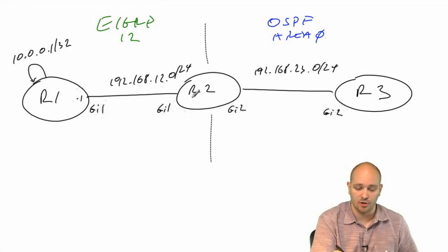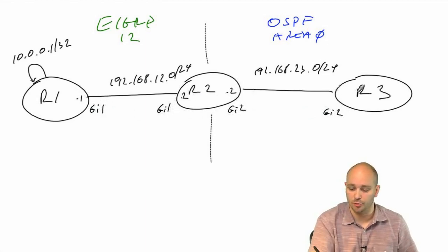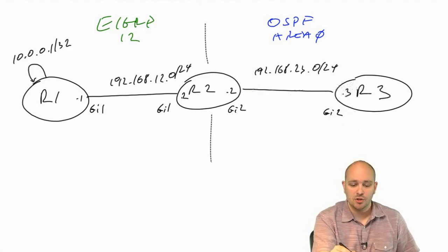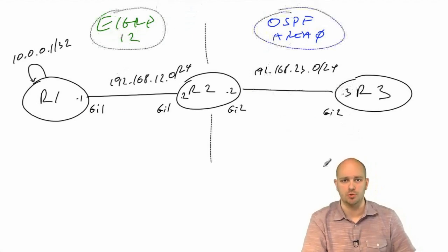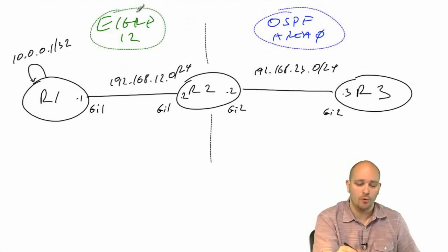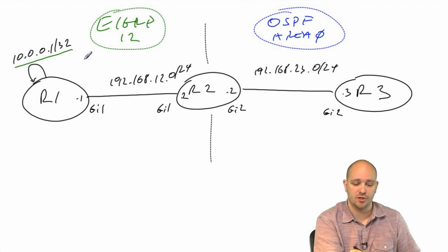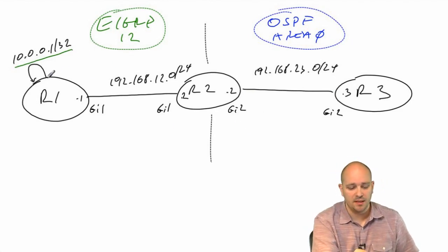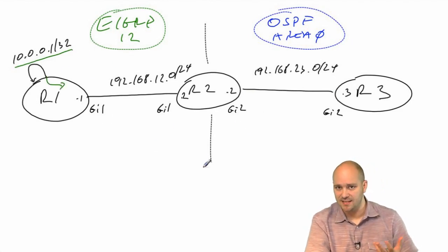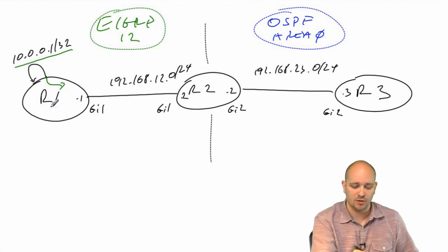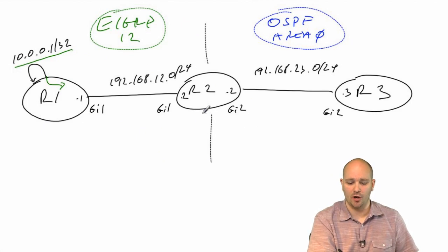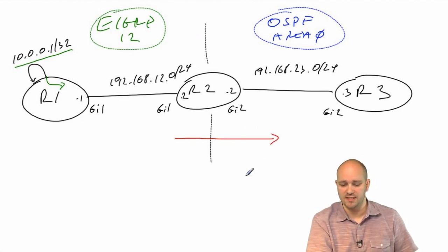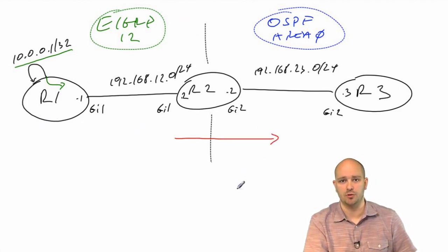Obviously the IP addresses here are .1, .2, .2, and .3. So let's say that our EIGRP and OSPF are configured, but there is no redistribution involved. Also, this interface here, 10.0.0.1/32, is being injected into EIGRP as an EIGRP internal route, which means that on R1, we have the network statement. Let's now go ahead on R2 and configure the redistribution from EIGRP into OSPF.